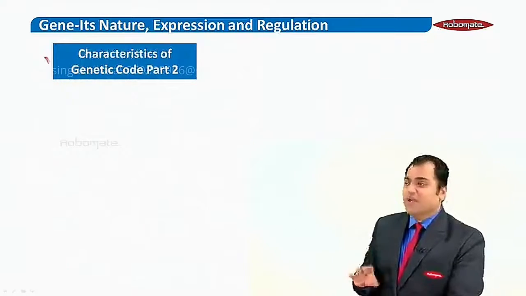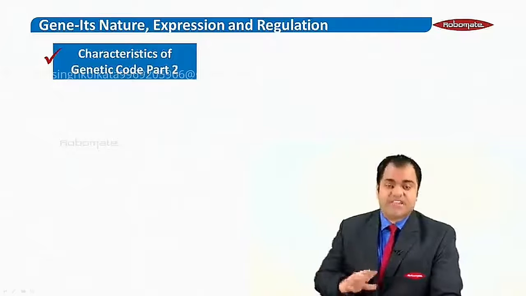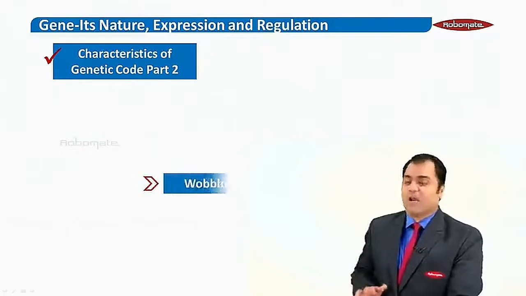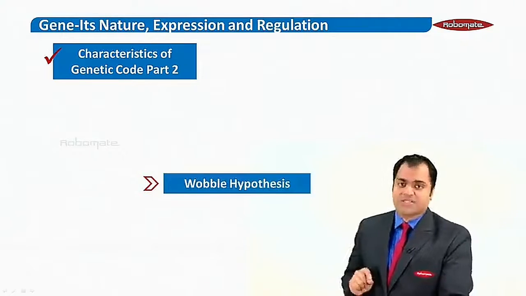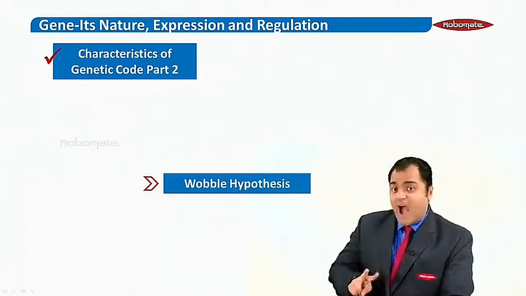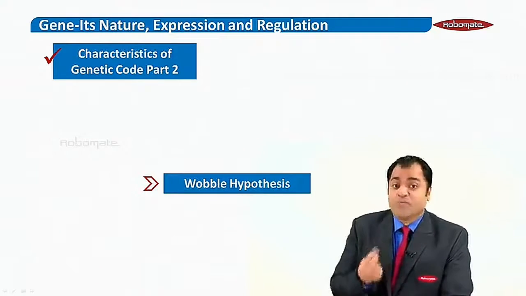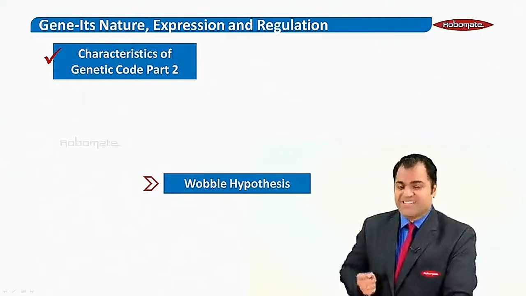So in this module, I have completed the characteristics of the genetic code. In the next module, I'll be talking about something called the wobble hypothesis, which will tell you how a typical anticodon can bind to 2 or more codons during protein synthesis.